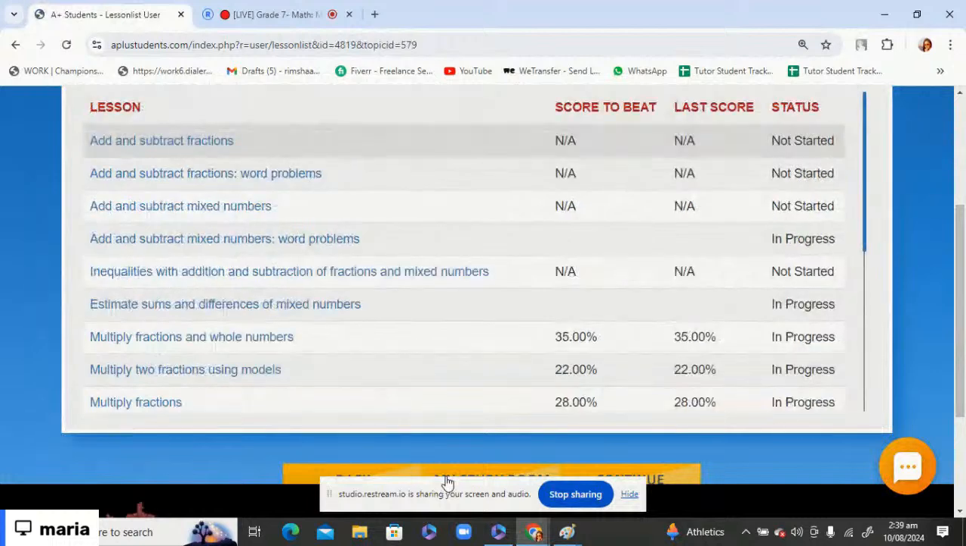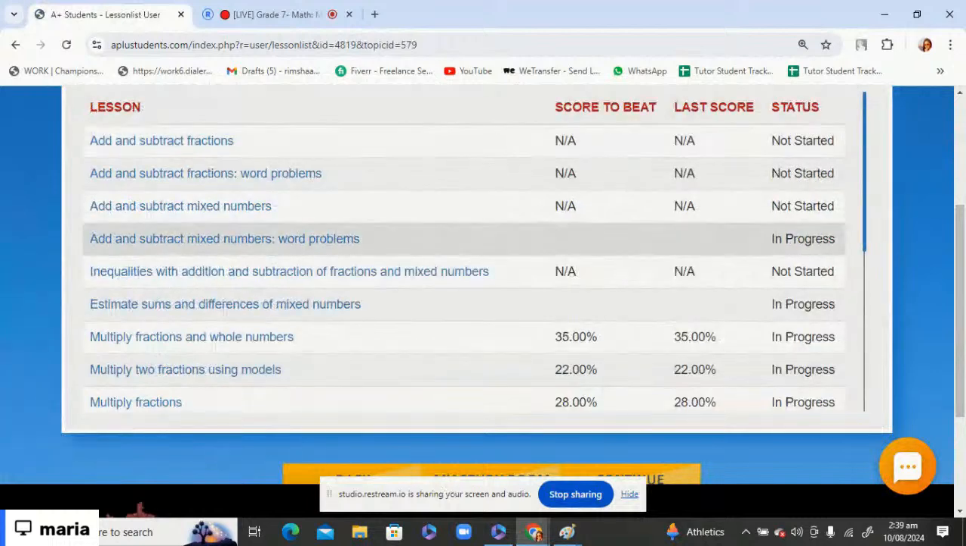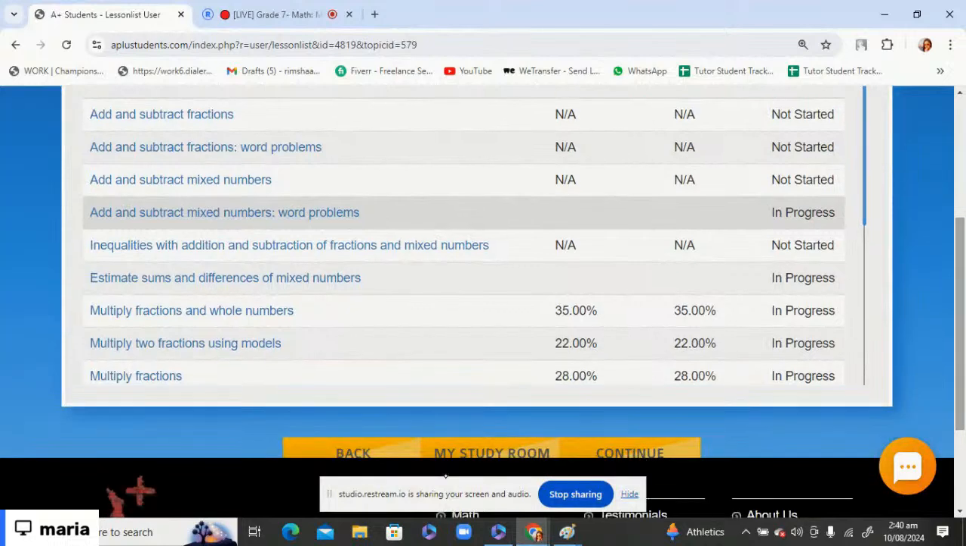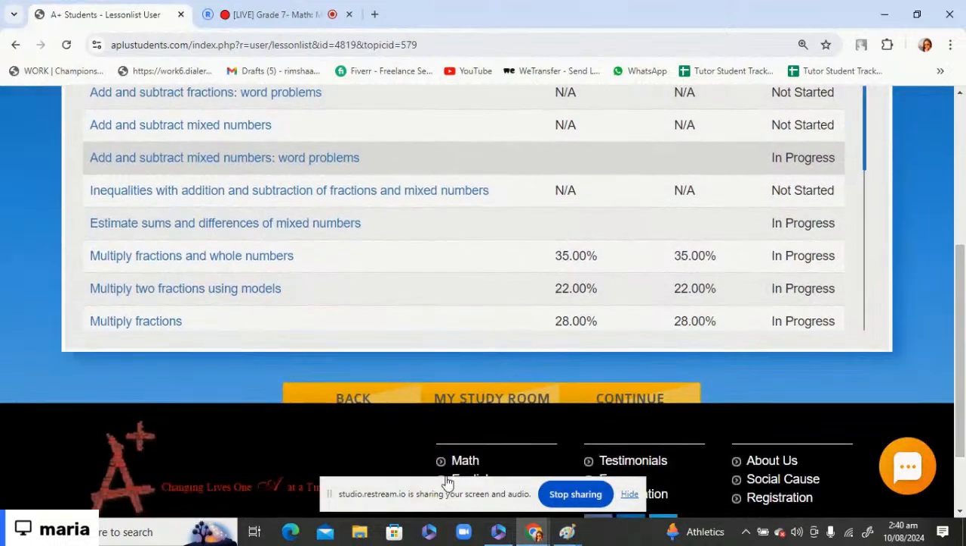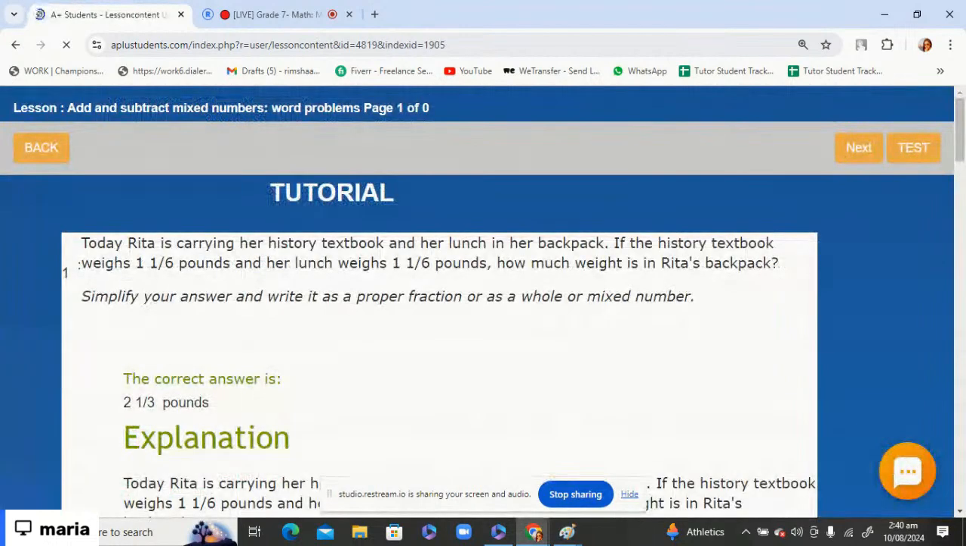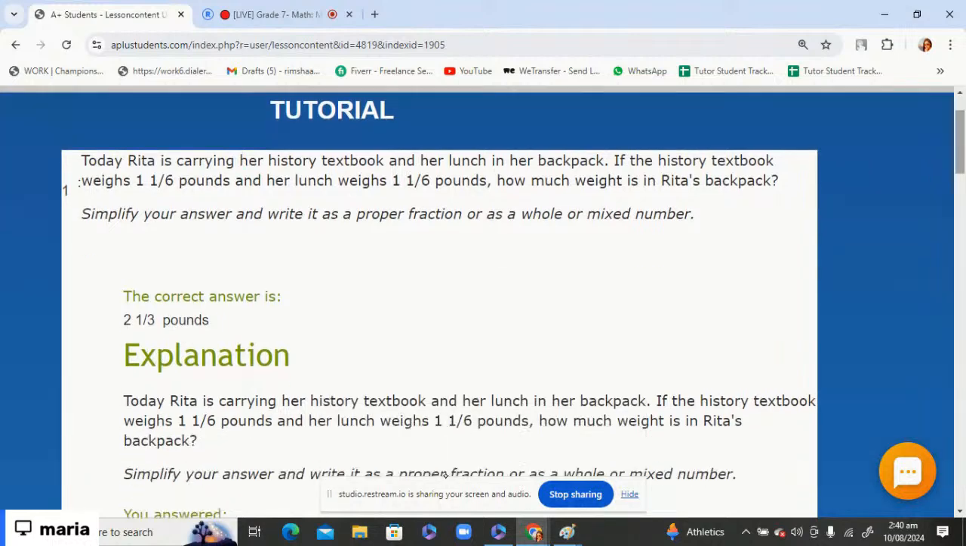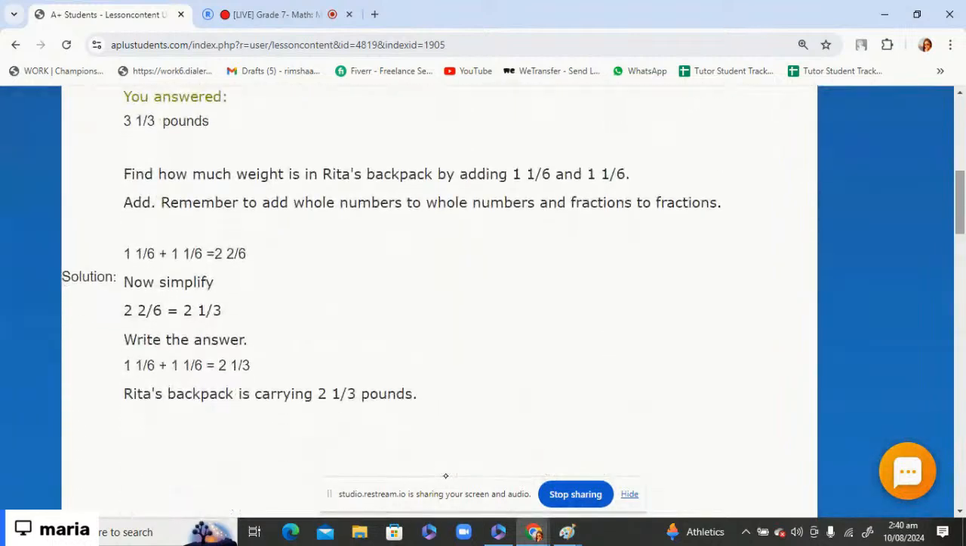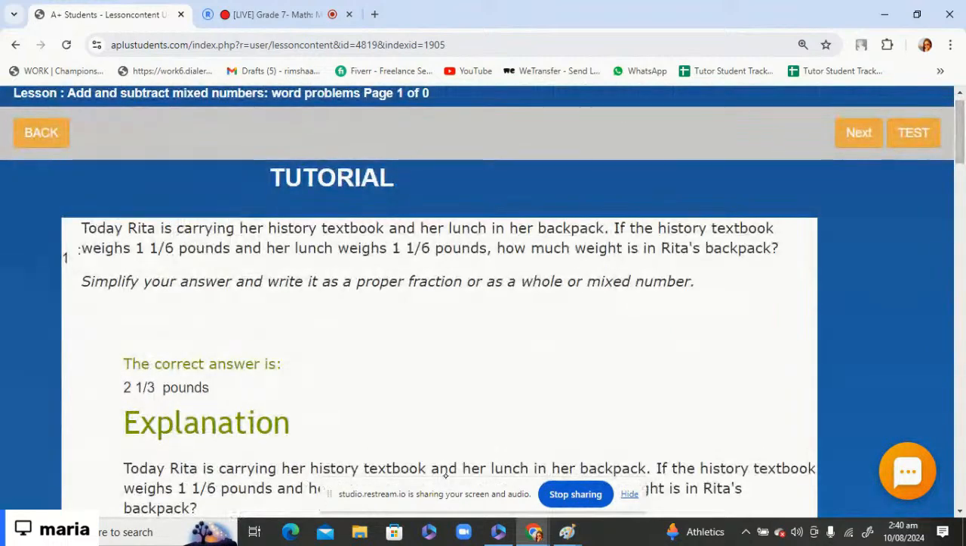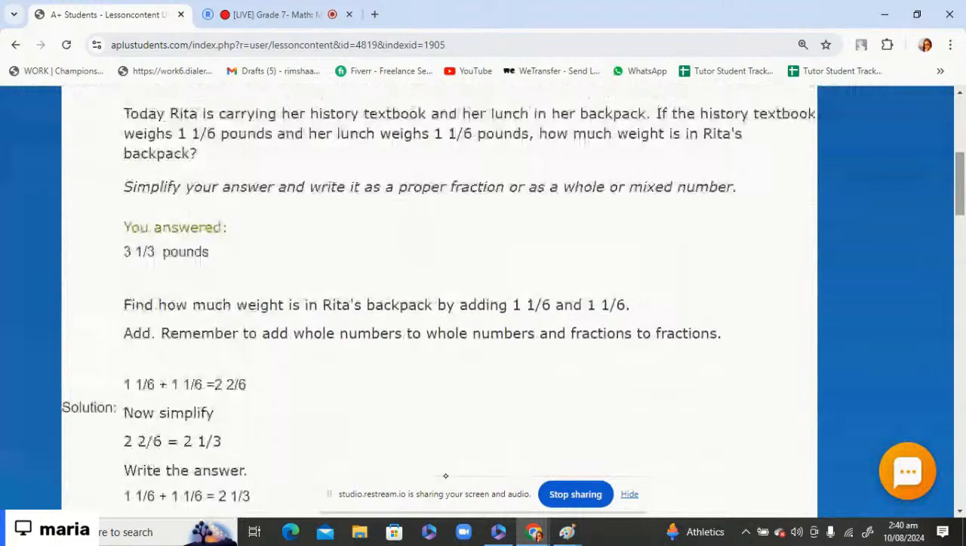Now the last lesson of the day, which is add and subtract mixed numbers word problems. Let's do it. Today Rita is carrying her history textbook and her lunch in her backpack. If the history textbook weighs 1 into 1 by 6 pound and her lunch weighs 1 into 1 by 6 pound, how much weight is in Rita's backpack? Both are the same numbers. First of all, we are going to solve 1 into 1 by 6 and 1 into 1 by 6. As a total, we are going to add.